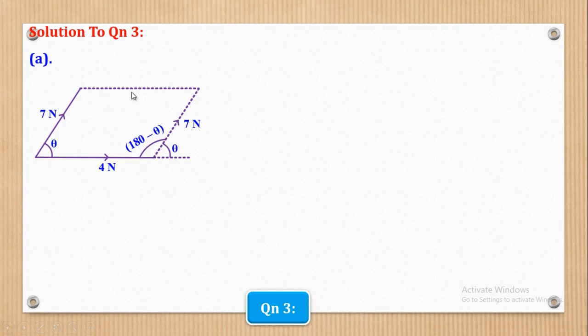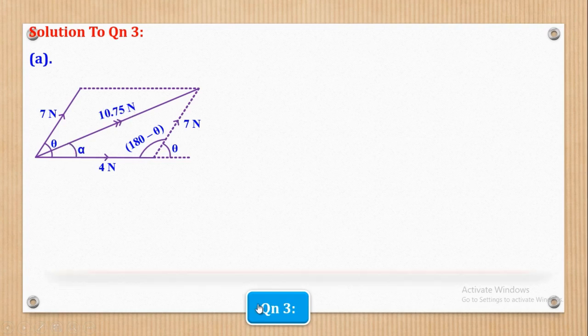Now that you have completed our parallelogram, next is to show the resultant. Resultant is shown by drawing a line from here to here. So let's do that. So that is the resultant. The magnitude is 10.75 and the direction is alpha here.